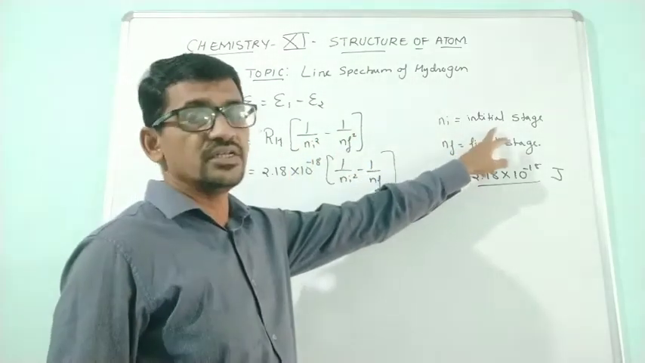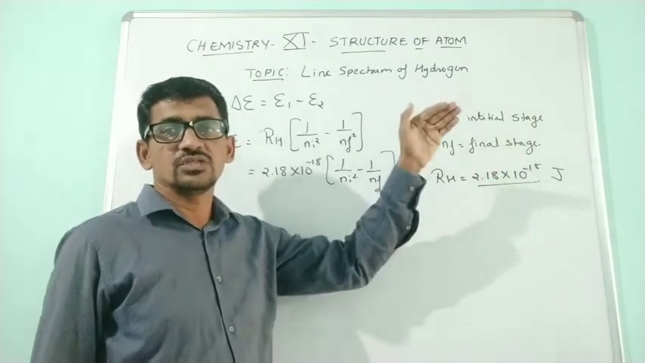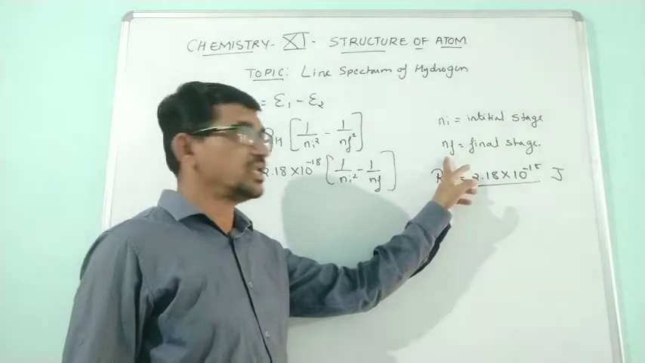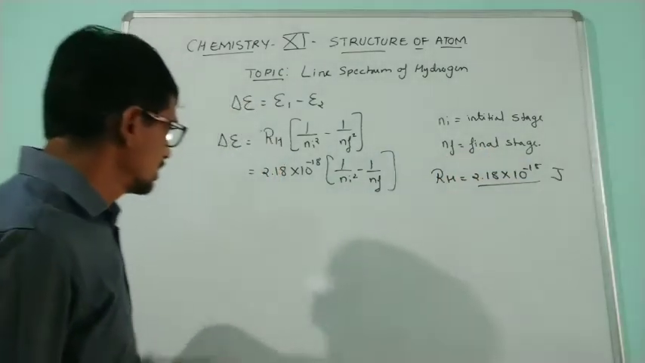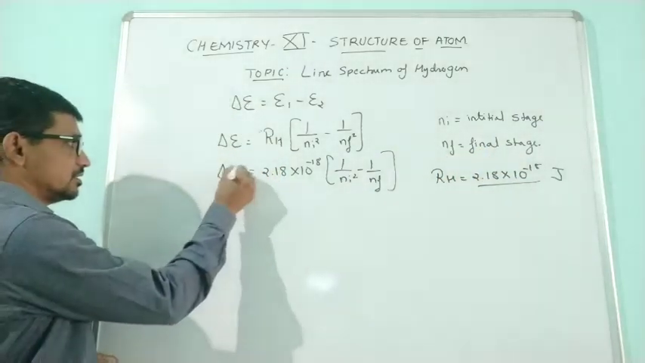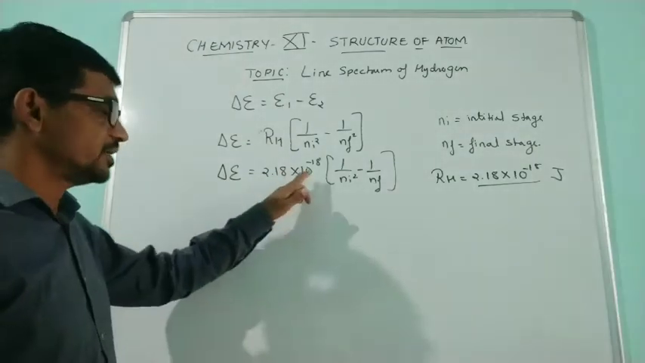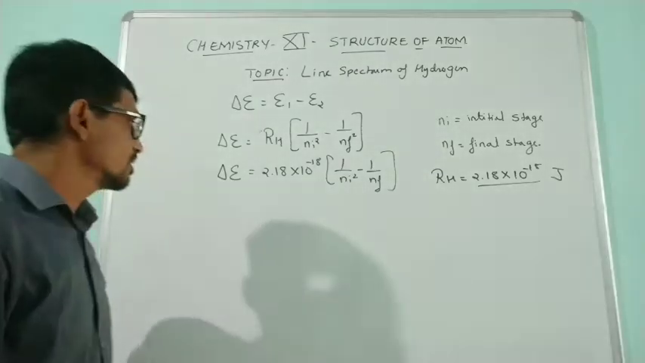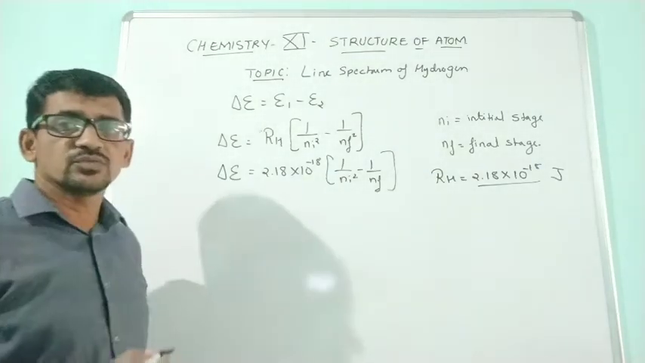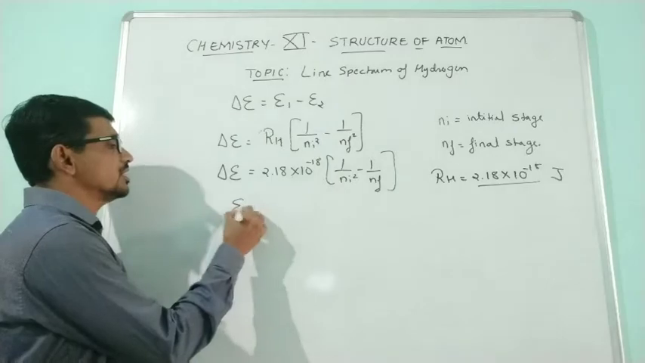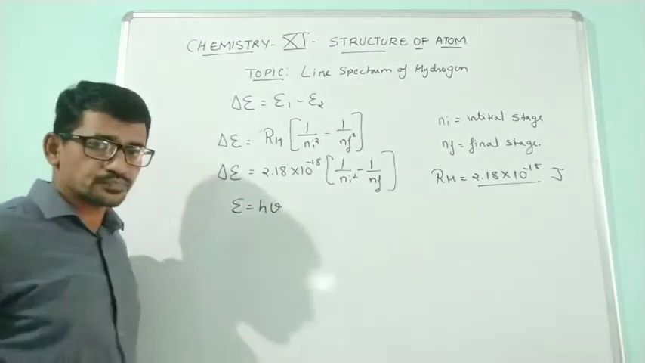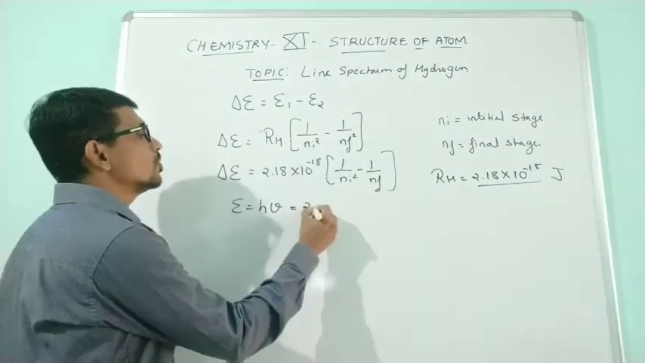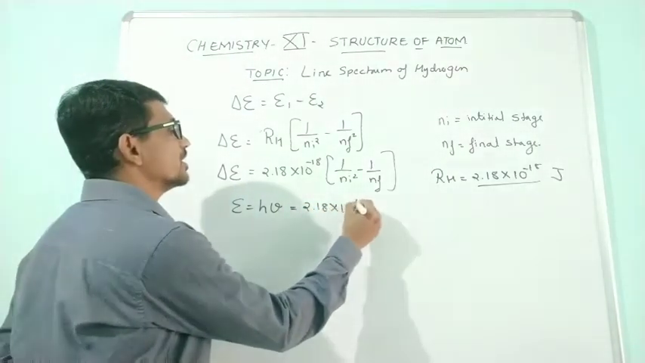Ni is the initial state from which the electron jumps and goes to the final state, Nf. Here delta E is equal to 2.18 into 10 raised to minus 18 into 1 upon Ni square minus 1 upon Nf square. But as previously discussed, energy is equal to h mu. So this is nothing but h mu, equal to 2.18 into 10 raised to minus 18.